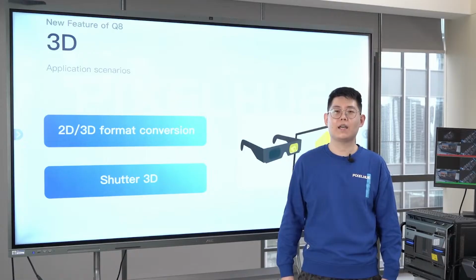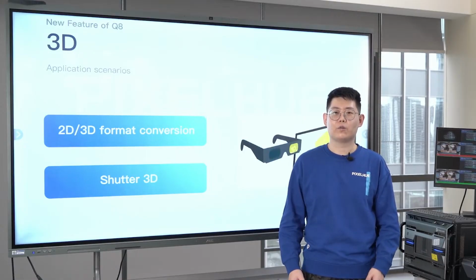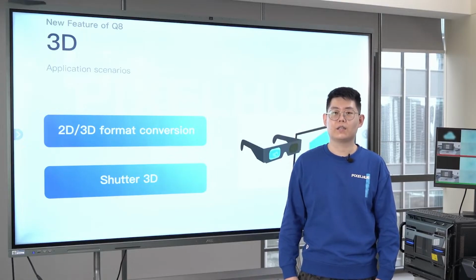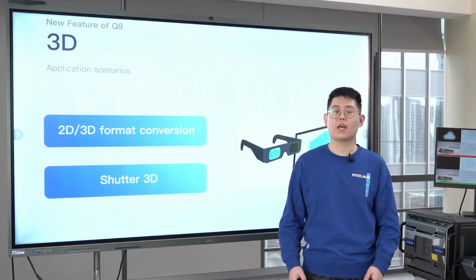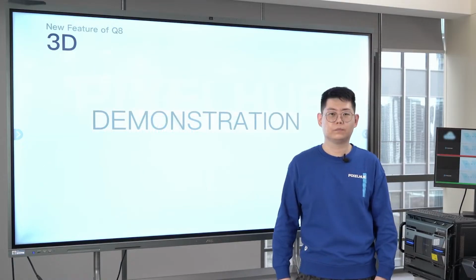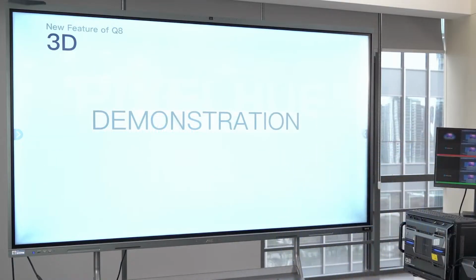Next, we are excited to announce that the Q8 now supports 3D signal processing. Our switcher is capable of converting 2D signals into 3D signals in the format of Shader 3D. If you are managing multiple outputs in a system and working with 3D signals, you will need a device that can handle multiple inputs and outputs while supporting 3D. That's where our switcher comes in handy. Now let's give you a live demonstration of this feature.